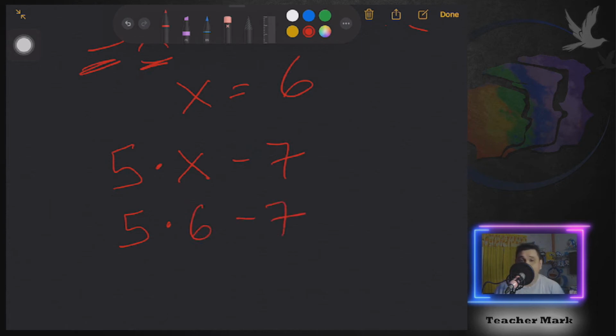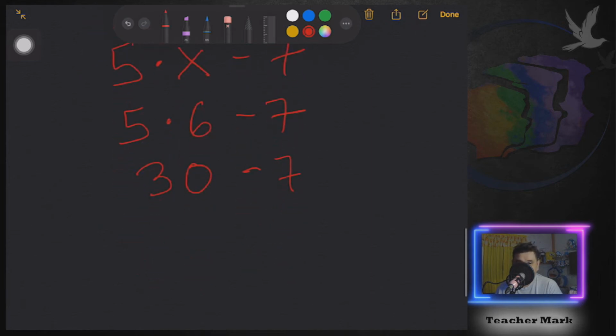Okay. Do you still remember the MDAS rule or the GEMDAS rule where we have to check whether there are groupings? After groupings, we have exponents. After exponents, you're going to check if there are any multiplication or division operations. Like in this case, we have 5 times 6. So we have to do that first. 5 times 6 is equivalent to 30. And that's equivalent now to 30 minus 7. Okay. 30 minus 7 is what?